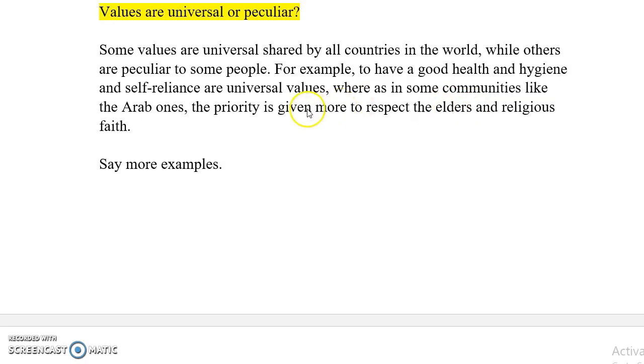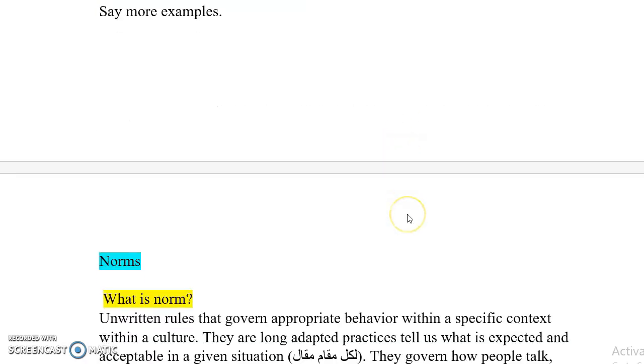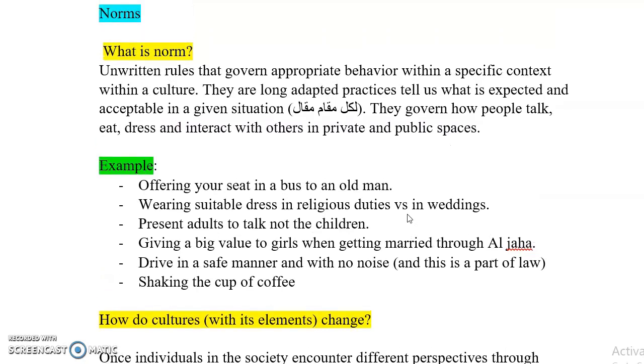Now, I give this example just to say that, for universal values or non-universal values, this is to give priority. If I say that it is a must for me to give priority on the bus to an elderly man, this is just in my mind, but it's not necessary to apply this. Once I apply it, it is a norm. You get the difference?